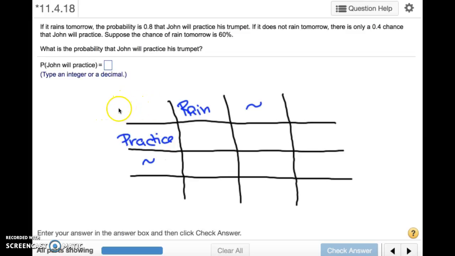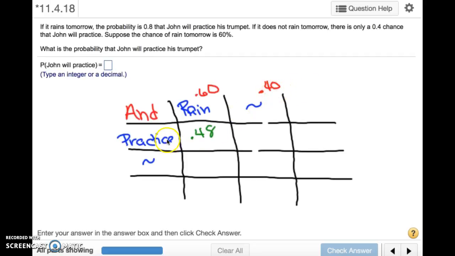So we need to fill out this table, and it's going to be an and table. The probability of rain is 60%, so 0.6. Probability of it not raining then is 0.4. And the probability that he practices, if it rains, is 0.8. So if I take 0.8 and multiply it by 0.6, the probability that it rains and he practices is going to be 0.48.